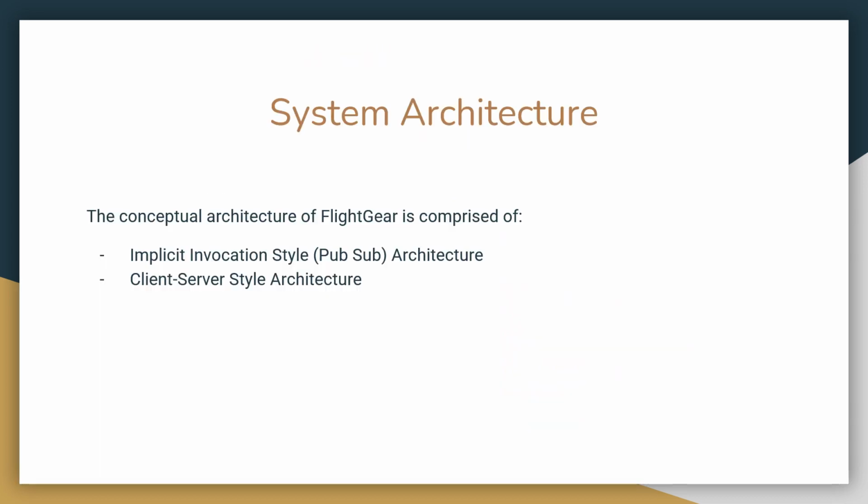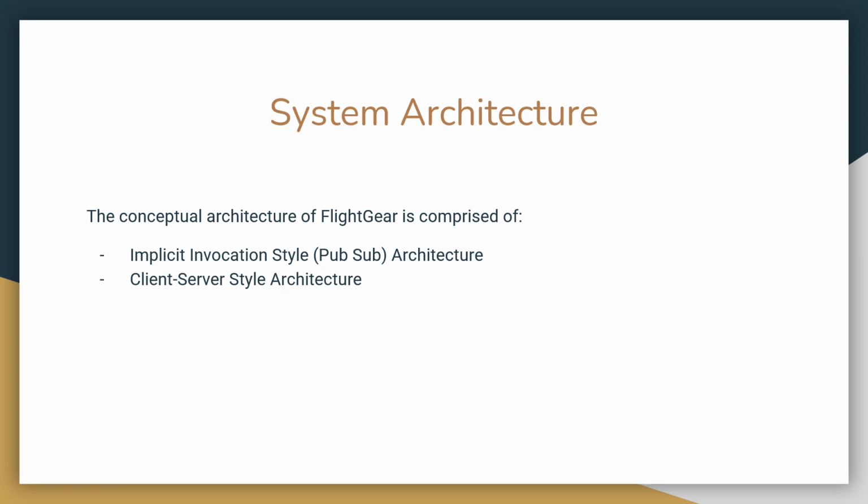System architecture. At the core of FlightGear's robust and responsive design are two fundamental architectural styles: implicit invocation, also known as pub/sub, and client-server architecture. These frameworks are instrumental in achieving FlightGear's high degree of modularity and real-time performance.